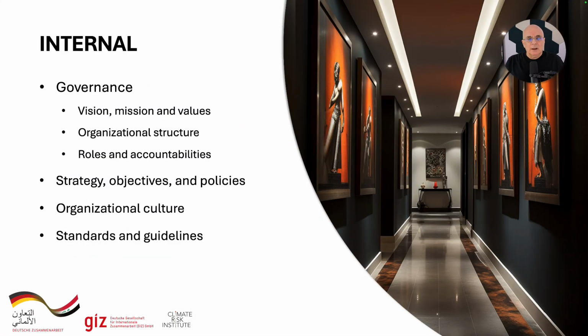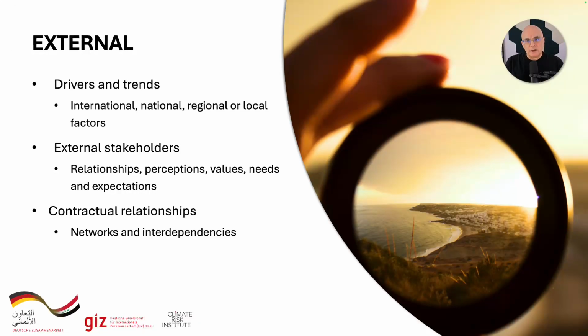So if we're thinking internally, what sorts of things could affect our risk? We're looking at governance, vision, missions, and values, organizational structure, our roles and responsibilities, our strategy, objectives, and policies, the organizational culture, and our standards and guidelines. If we're looking externally, we're thinking about drivers and trends, international, national, regional, local factors. Who are our external stakeholders? What relationships, perceptions, values, needs, and expectations do we need to consider? And what sort of contractual relationships do we have? What networks and interdependencies are we facing?